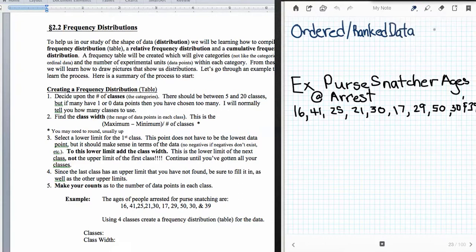Now the last definition that we want is what is ordered or ranked data. So ordered or ranked data just means putting the data in order from low to high. So ordering or ranking data means putting it in low to high order.